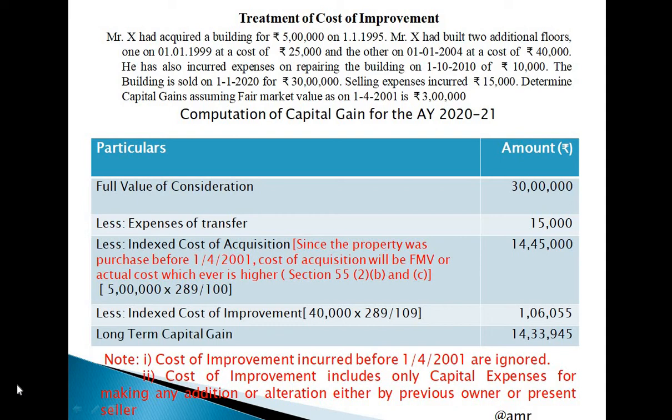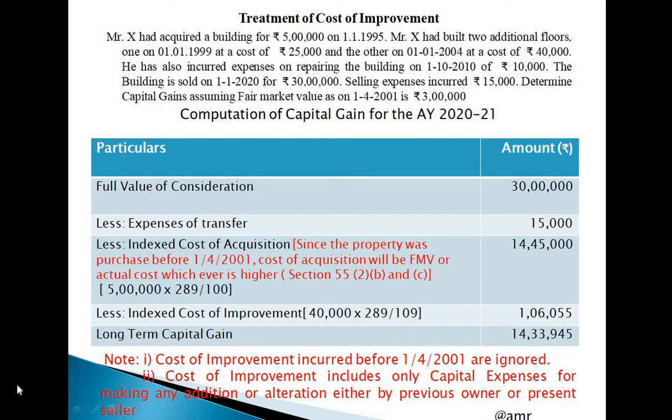Then from the full value of consideration you have to also less the indexed cost of improvement. Let me repeat again here. There are two improvements, one on 1/1/1999 and another on 1/1/2004. Any improvement prior to 1/4/2001 will be ignored. So in this case we'll take only the improvement which has been made after 1/4/2001, that is, on 1/1/2004 at a cost of rupees 40,000.